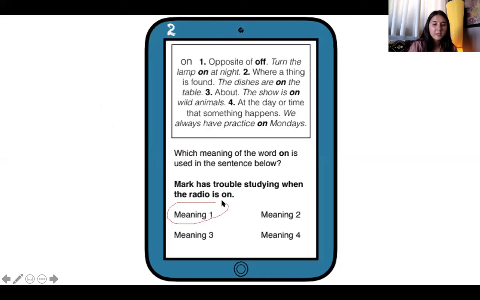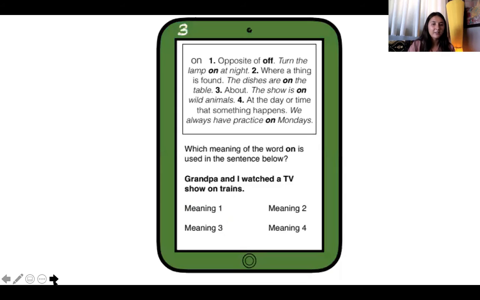Mark has trouble studying when the radio is on. So the radio is switched on, it's playing out music, it has people talking on it. So he's struggling to study because it's not very quiet when the radio is switched on. Good job, Ryan. Lovely work. Okay, let's read the next one. Have a look, guys. Same dictionary entry, different question.